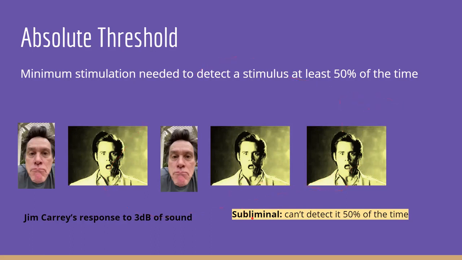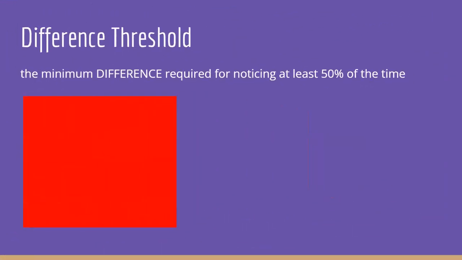Subliminal is if you can't detect it 50% of the time. Let's pretend it's switched, and he notices only 2 of the 5, then that's subliminal. It doesn't affect him that much, right?